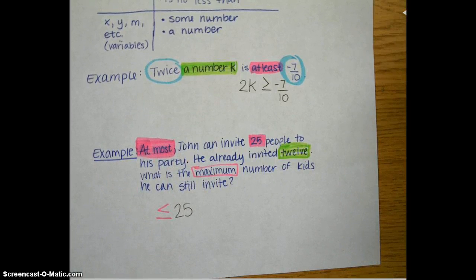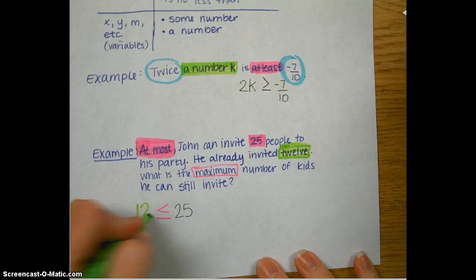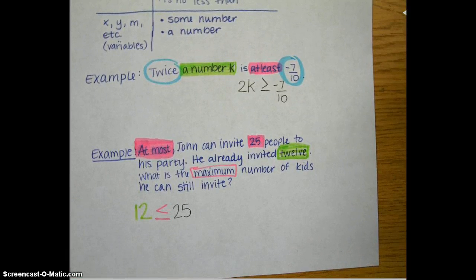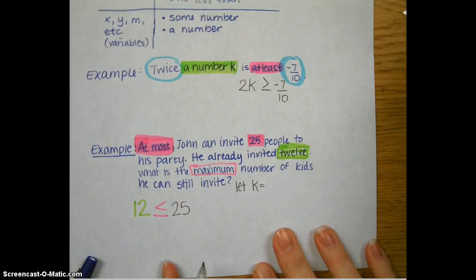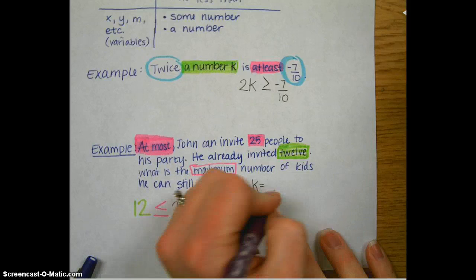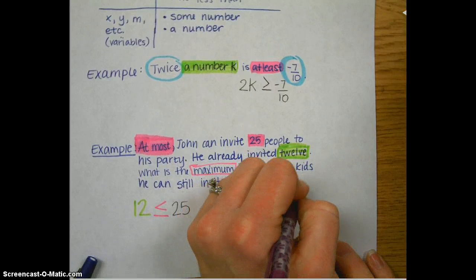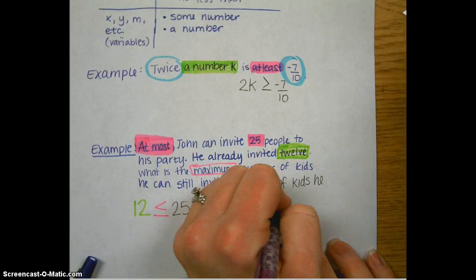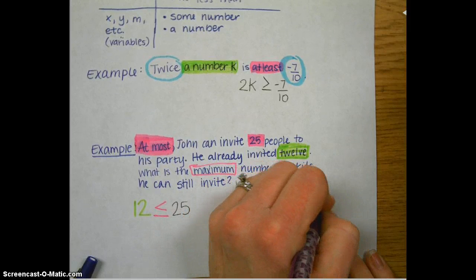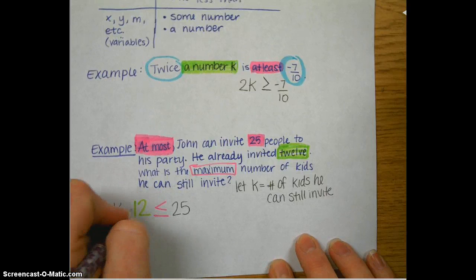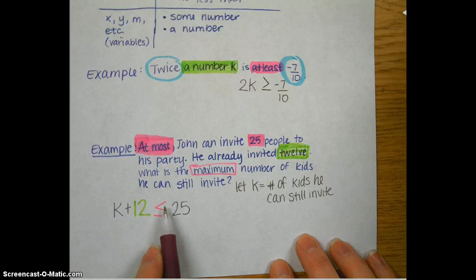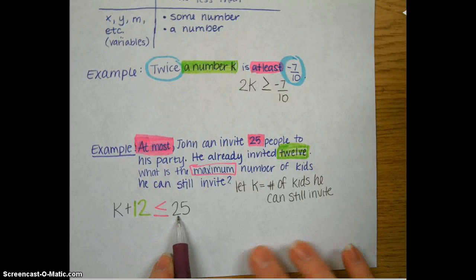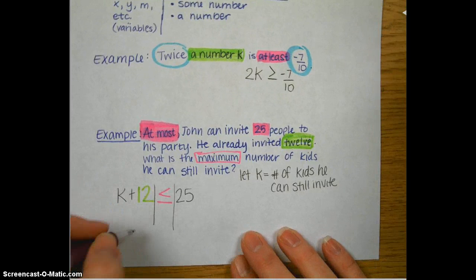So here you have to think about, what is our variable going to be? Let's say our variable is k. And what is k going to be in this problem? K is going to be the number of kids he can invite. So he can invite so many kids plus that 12 he already invited as long as it's less than or equal to 25.